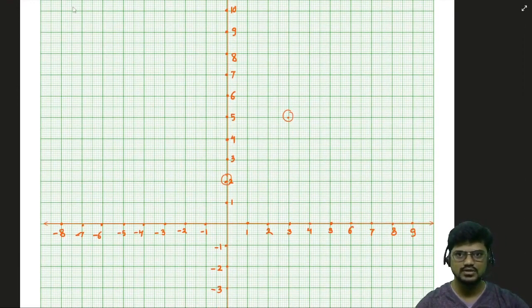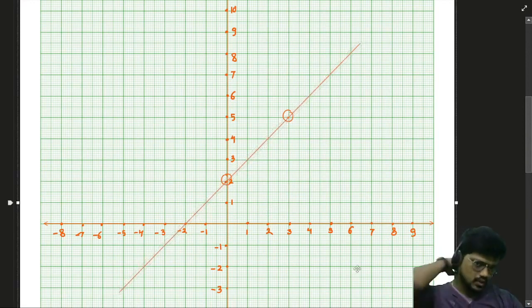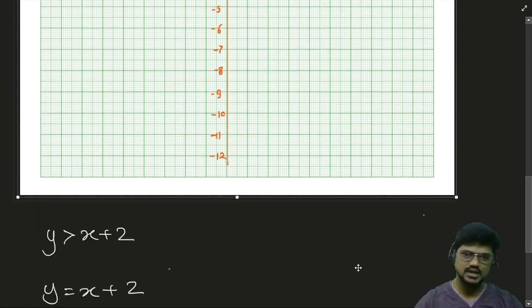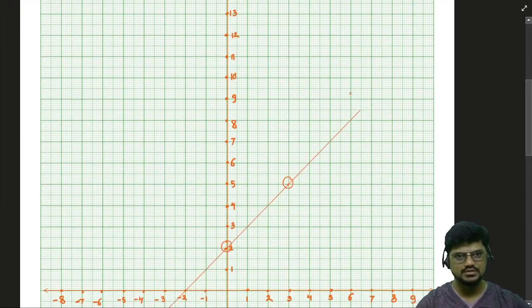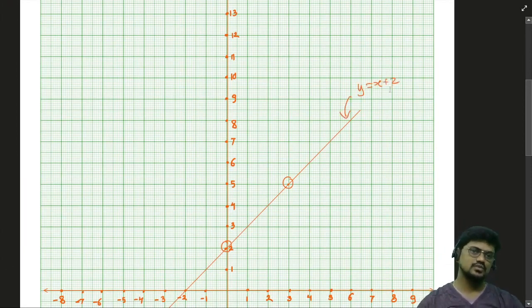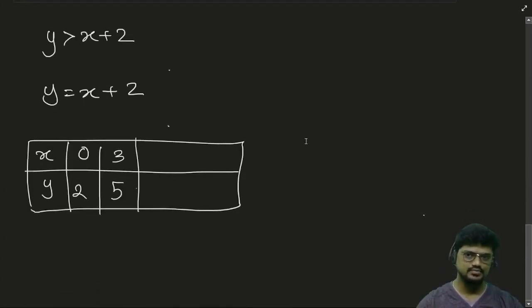So if I want to plot this line, what I'll do, this is my required line, and the equation of this line is what? Y is equal to x plus 2. The equation of this line is y equals x plus 2. Fine. Now the next line which they have given, y is less than 7.